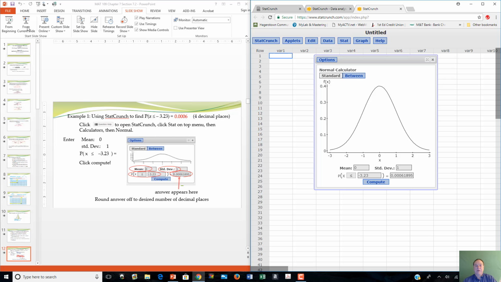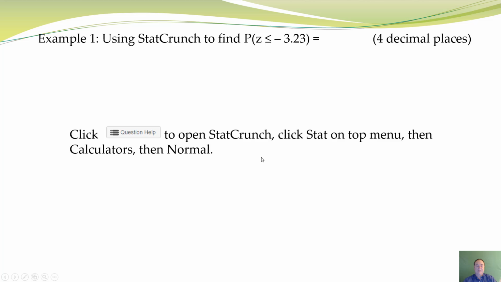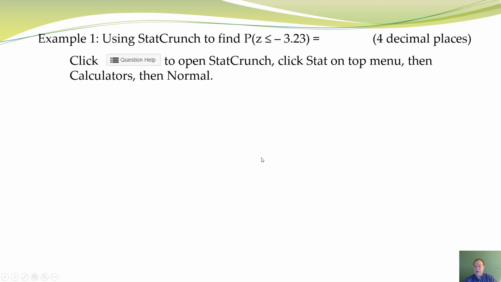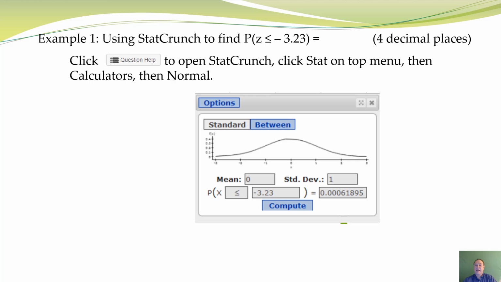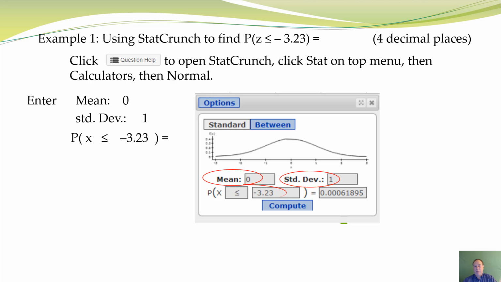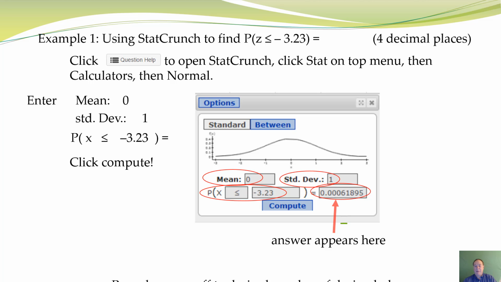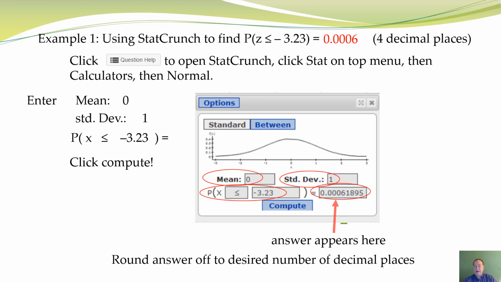Okay, so now, if I go back to the slide, I said click to open StatCrunch, click Stat, going through everything I just did physically. You enter the mean, you enter the standard deviation, you choose less than or equal to negative 3.23, you click Compute, and your answer appears. And then you would round it off to the desired number of decimal places. So that's using StatCrunch for the same problem we did earlier.